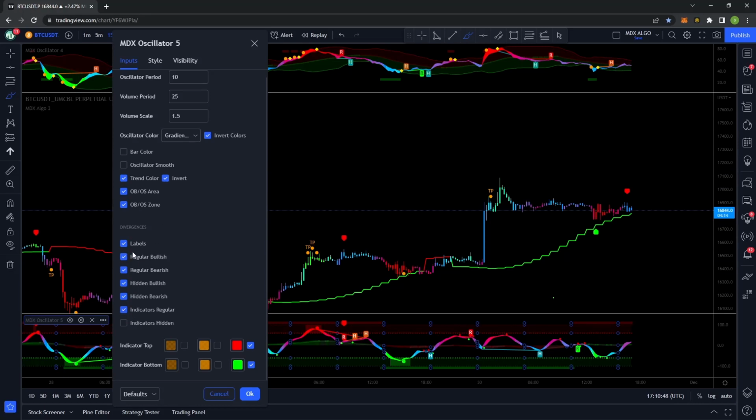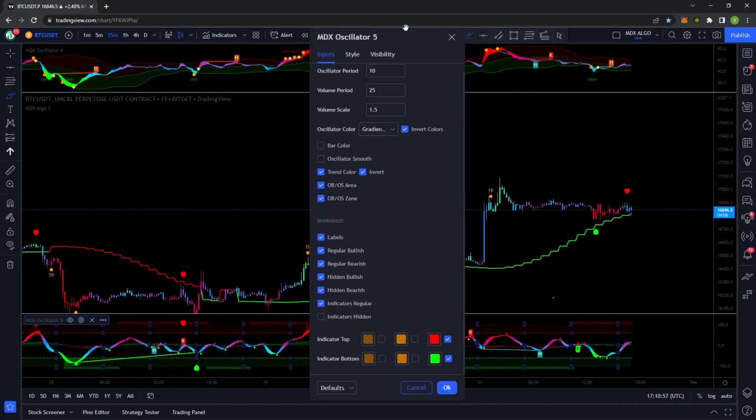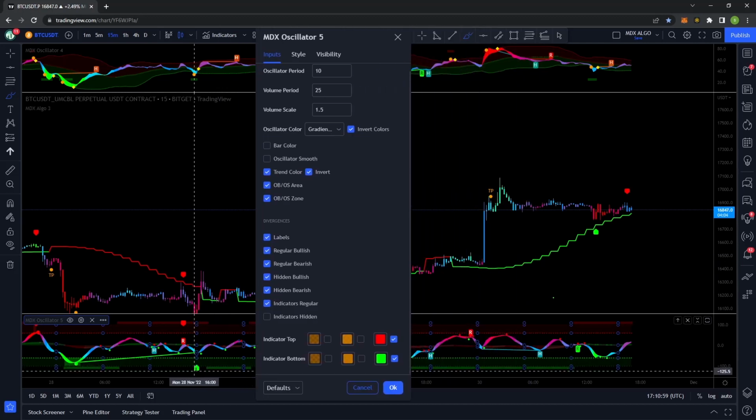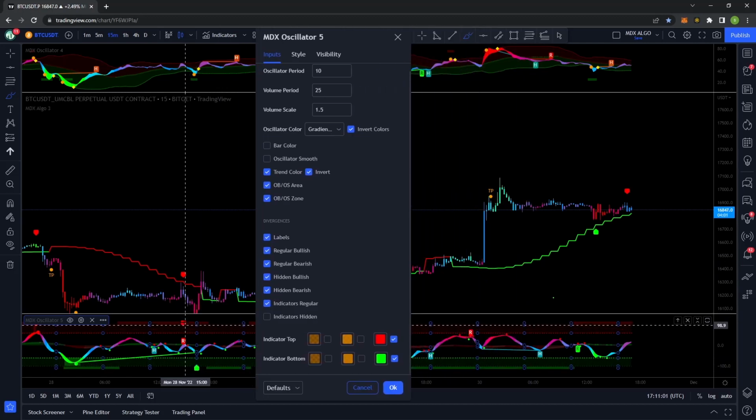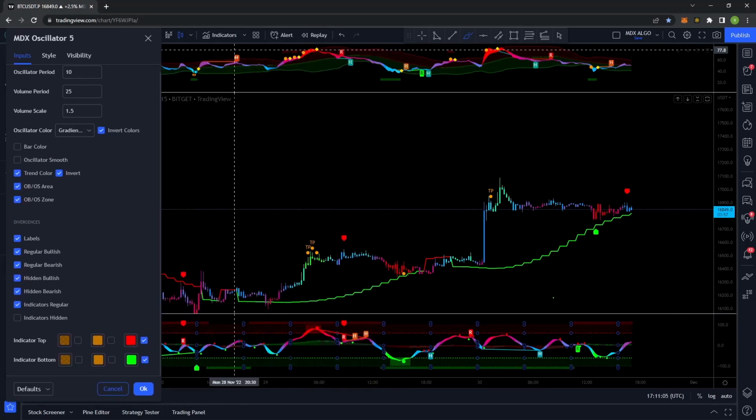Again, regular and hidden divergences, potential indicator top, potential indicator bottom. That would be these guys here, the potential bottom and top. That would be those symbols there.